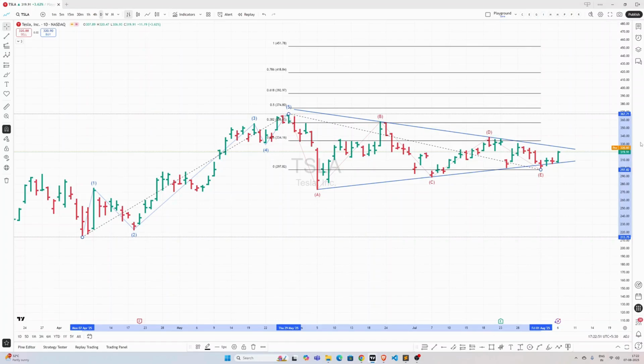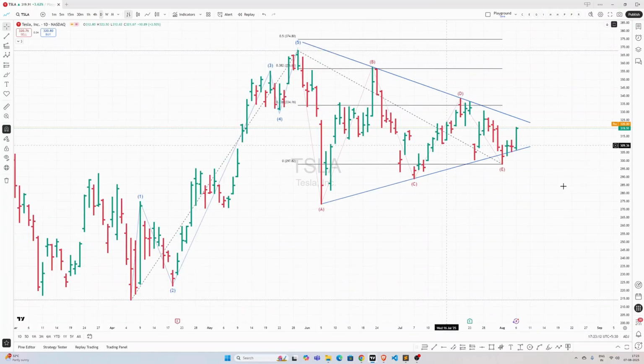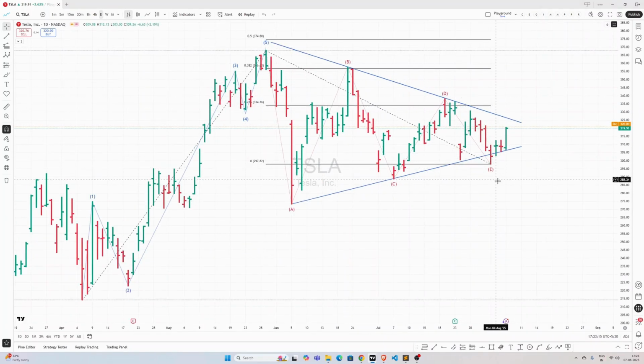But there are a couple other things that you need to consider. If you are taking triangles specifically, then wave E will typically have throw unders and throw overs. So basically this is an up move, so we are talking about a throw under. If it was a down move followed by a correction, then we would be talking about a throw over.